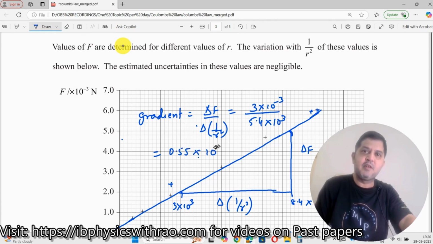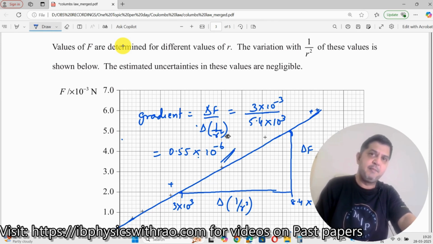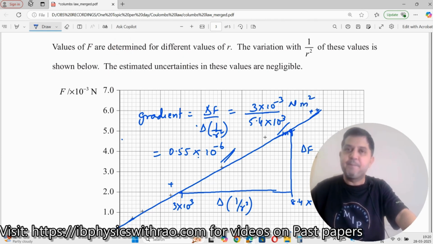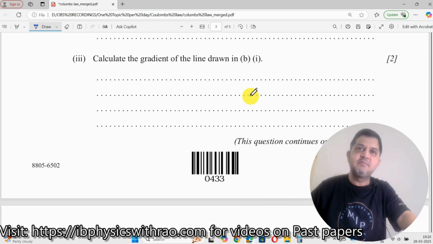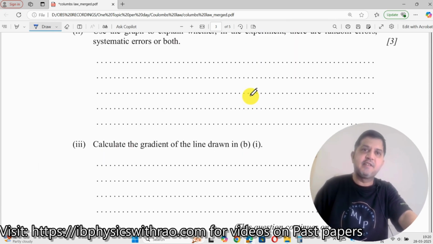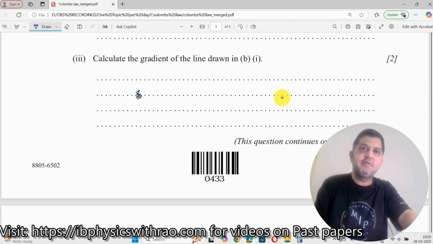0.55 into 10 to the power of minus 6, Newton per 1 by r square. This is meter square. When it goes upwards, this will be per meter square, so it will be Newton meter square. This should be the answer. Let us write down this answer. What is the answer I got? 0.55 into 10 power minus 6. So I can now write this as 5.5 into 10 to the power of minus 7 Newton square meter.